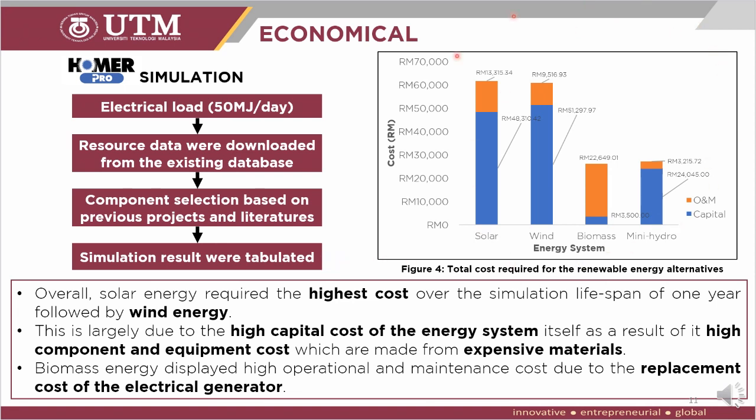And overall, as you can see from the figure, solar energy required the highest cost over the simulation lifespan of 1 year, followed by wind energy. This is largely due to the high capital cost of the energy system itself, as a result of its high component and equipment costs, which are made from expensive materials. Biomass energy displayed high operational and maintenance costs due to the replacement cost of the electrical generator.